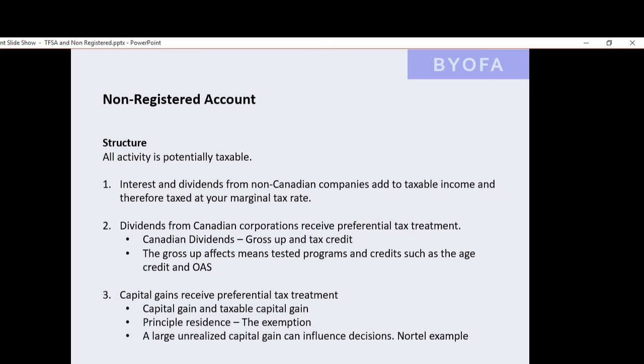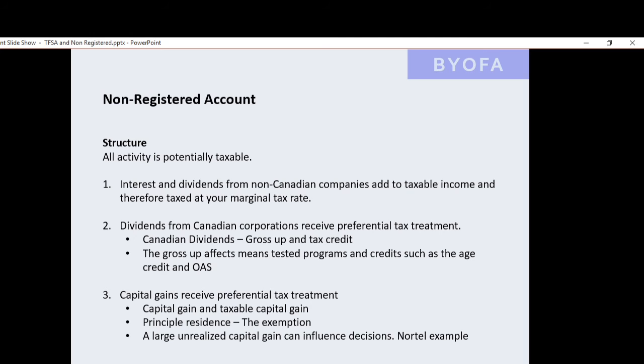Okay, so I want to talk about capital gains a bit. They do receive preferential tax treatment. So there's two things with a capital gain. There's the capital gain and the taxable capital gain. If I have, let's say, a $100,000 capital gain, that boosts my taxable income by $50,000.